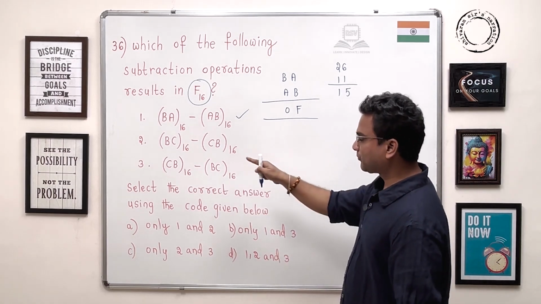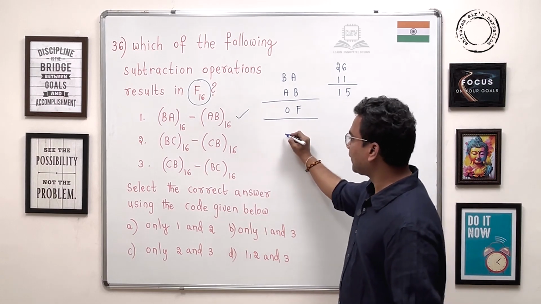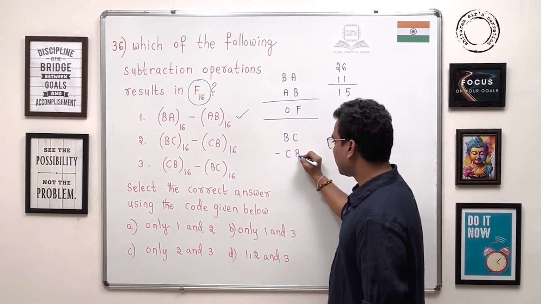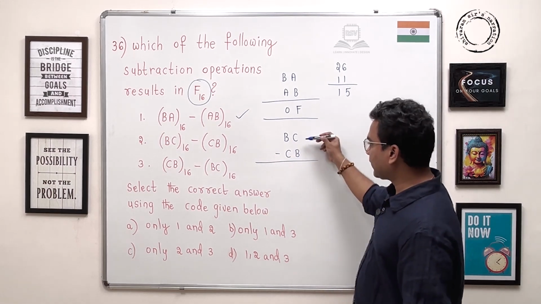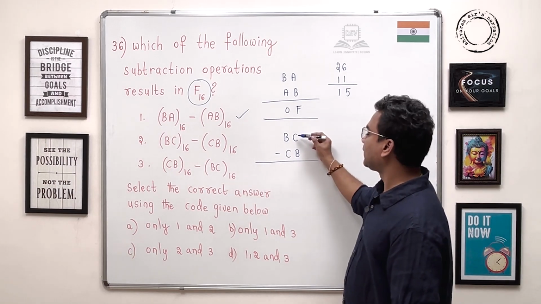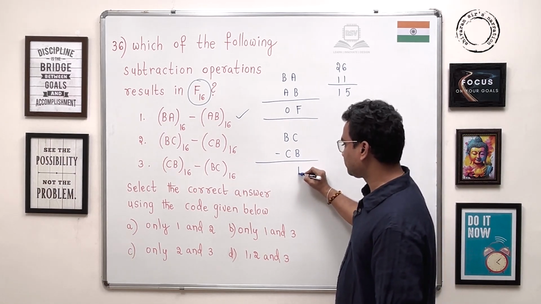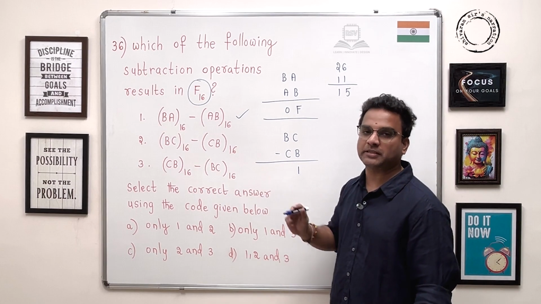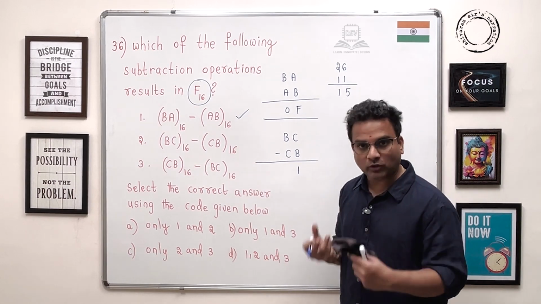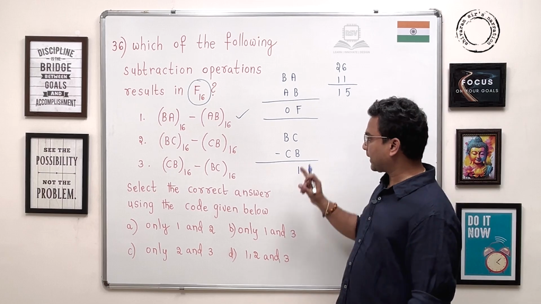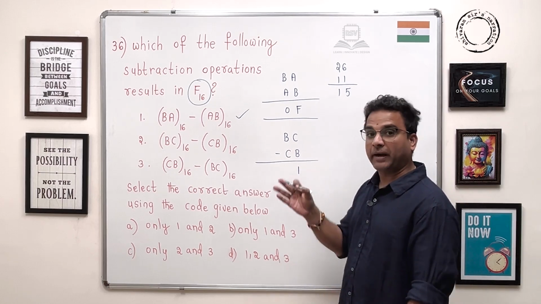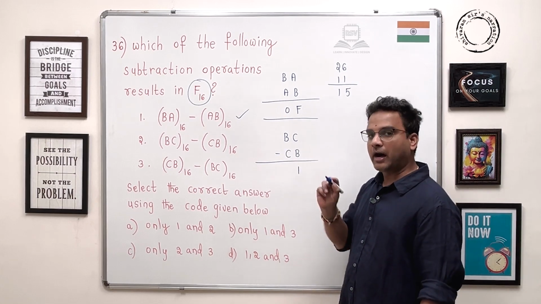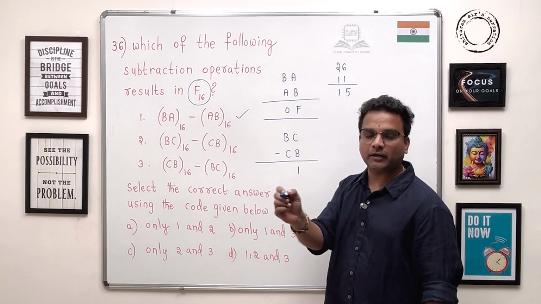Again, you take this BC minus CB. When you do this, guys, again, you get C minus B. What is that? Here 12 minus 11, 1. Then again, B minus C. B minus C is not possible. Here, if you want to perform it, then you need to take this into binary, applying the 2's complement for this and getting the answer. Obviously, it is a little bigger process.